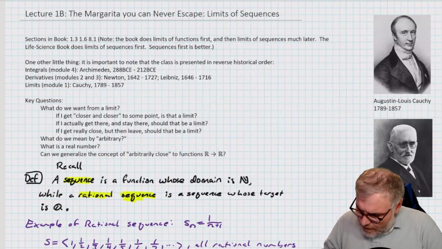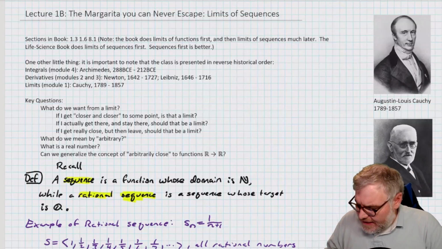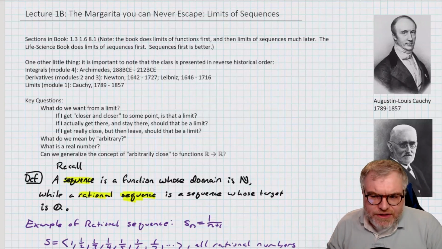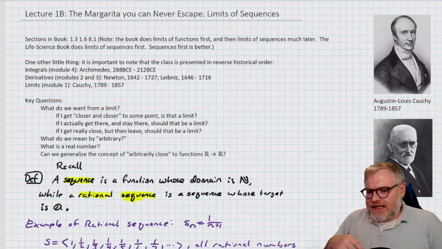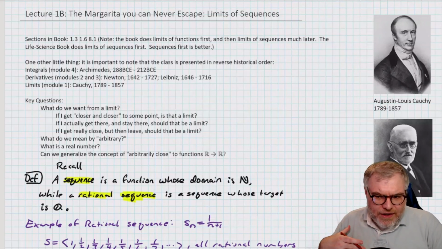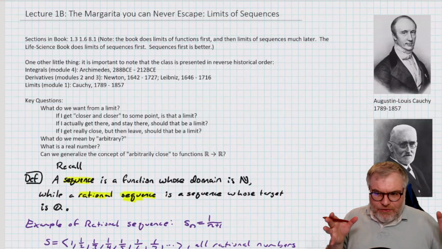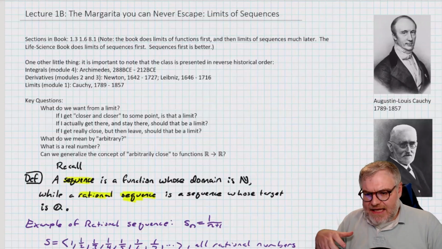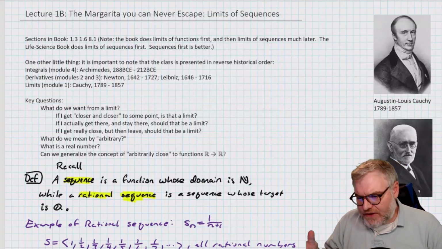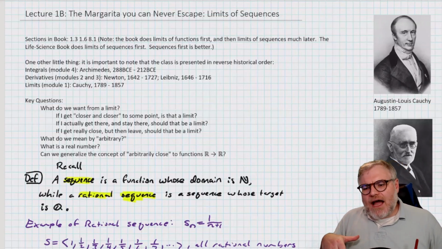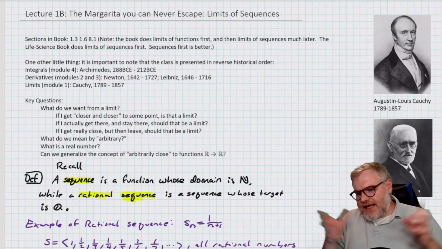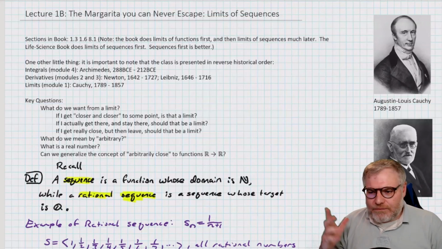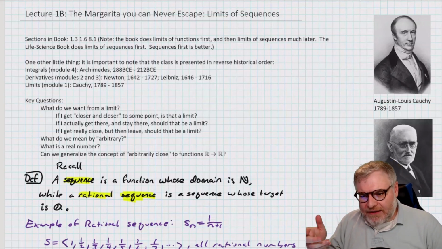Okay. One other little thing to note is that this class is done in reverse historical order, so to speak. The idea of an integral was sort of Archimedes, way back when the Romans were running around. Then Newton and Leibniz had this idea of the derivative and the fact that the derivative was sort of the inverse to the integral. Leibniz had this idea that we're dividing by an infinitesimal. And then Newton basically said, oh, we're just dividing by zero, but not really.